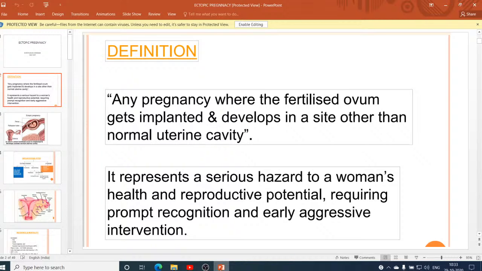So what is the definition? Any pregnancy where the fertilized ovum gets implanted and developed in a site other than the normal uterine cavity. It represents a serious hazard to a woman's health and reproductive potential, requiring prompt recognition and early aggressive intervention.